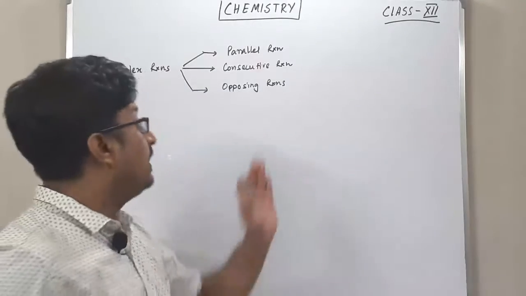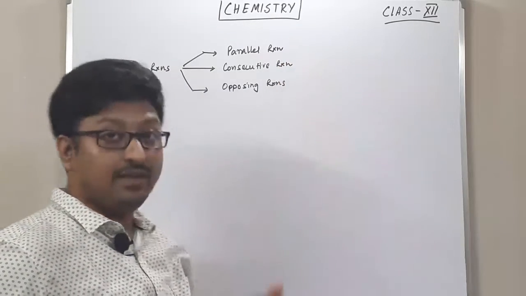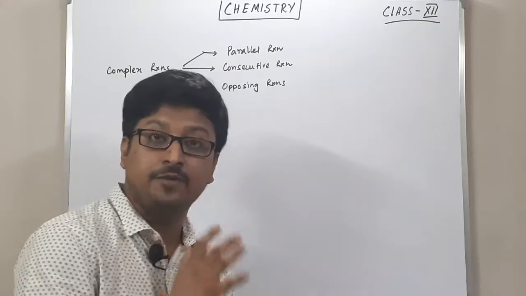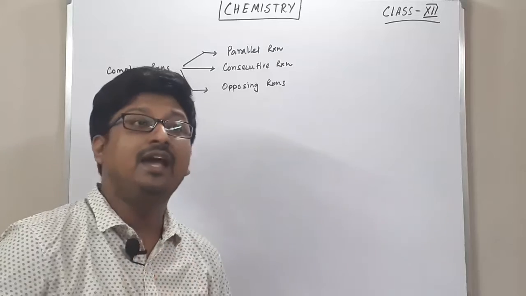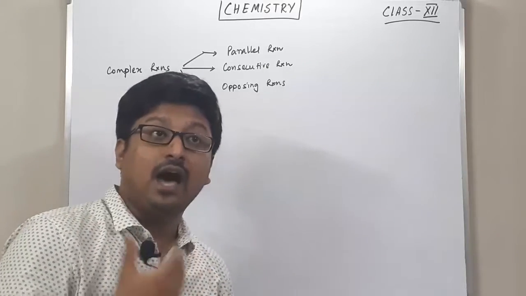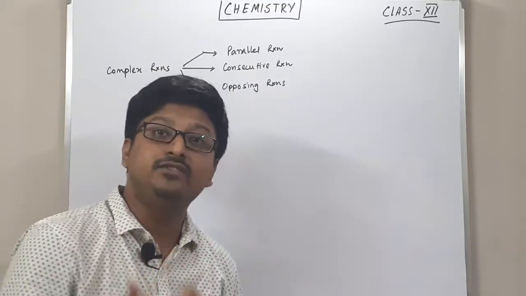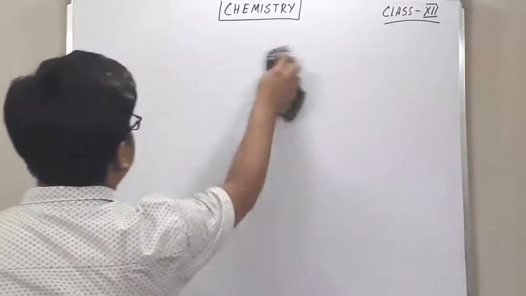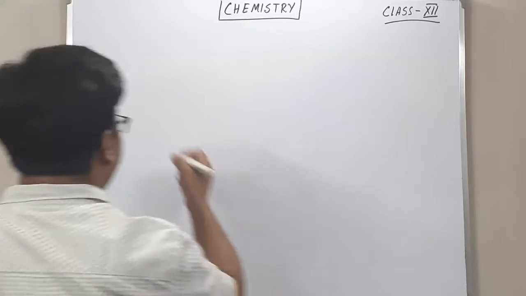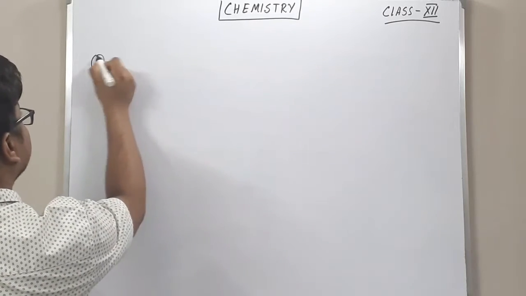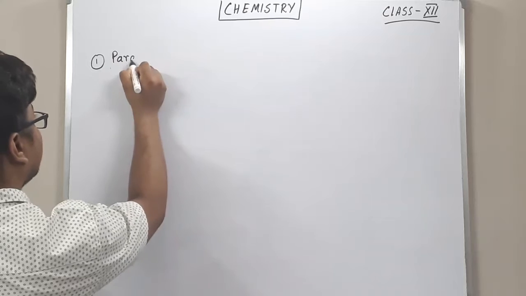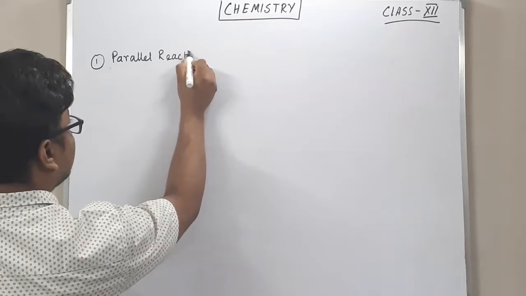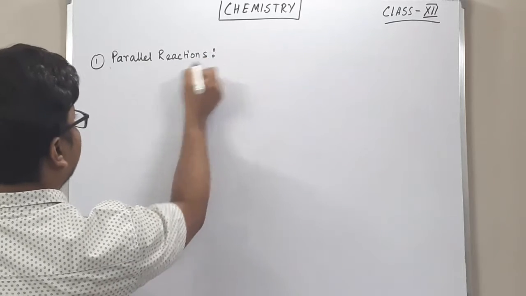So what we will do is discuss one by one each of the reactions, form the integrated rate equation and give its expression, and we will see the graph of how the reactants and the products change with respect to time. Now, first, let's discuss the parallel reactions.